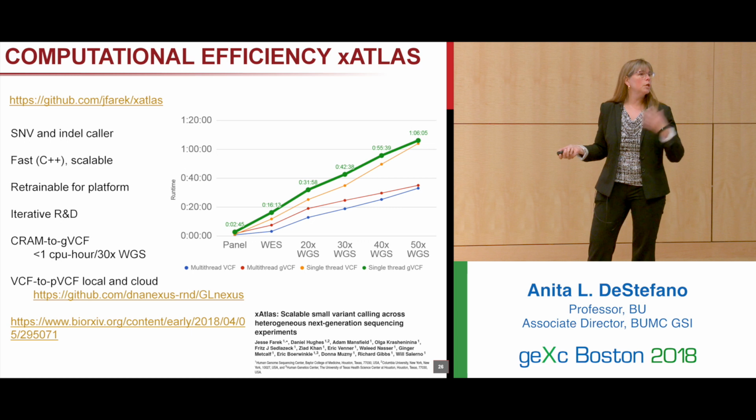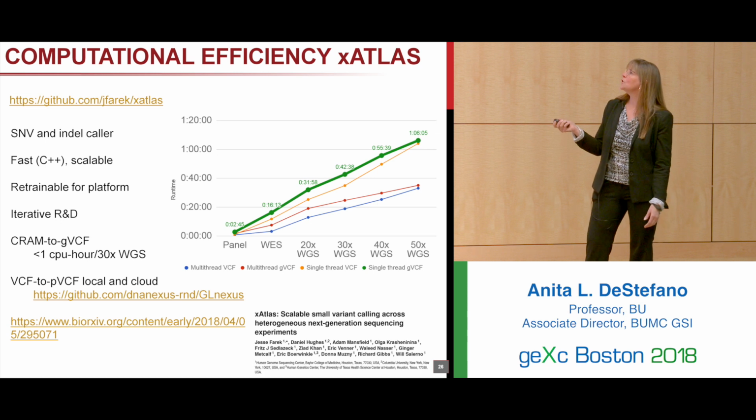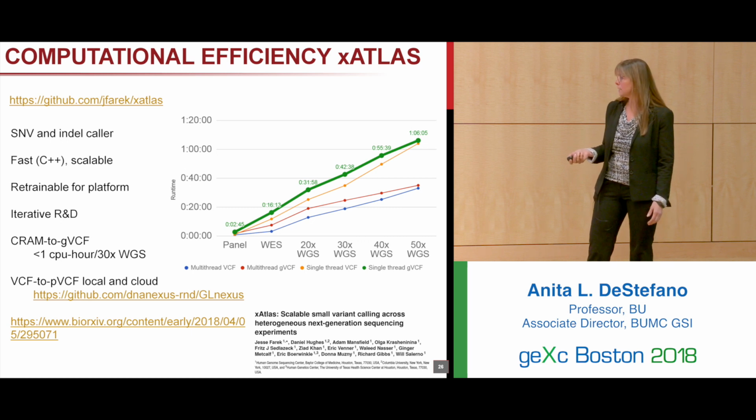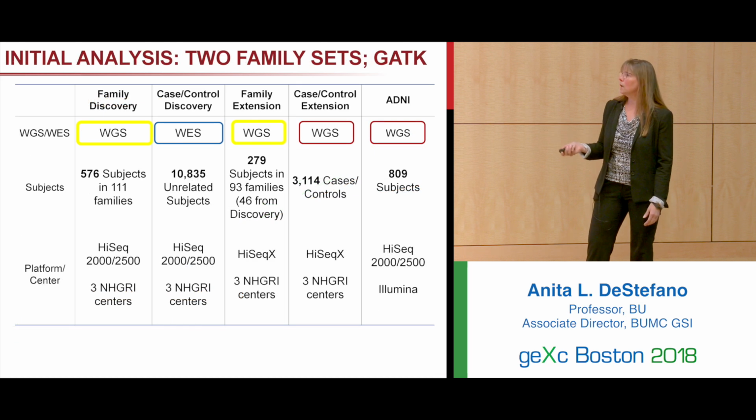I think GATK is a caller that people are familiar with. We're at the Broad, with people way more expert than me in the room. So just to mention that xAtlas is a new release of the Atlas caller. It does SNVs and indels, and it's very fast. It can call 30x WGS on 1 CPU in less than an hour. That's an important consideration because it takes a lot of computational time, and that equals money, to generate multiple call sets. But this looks like a feasible option because of the efficiency.